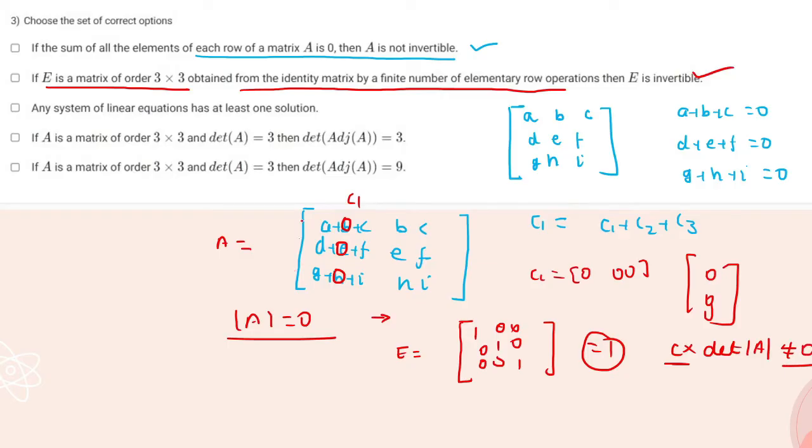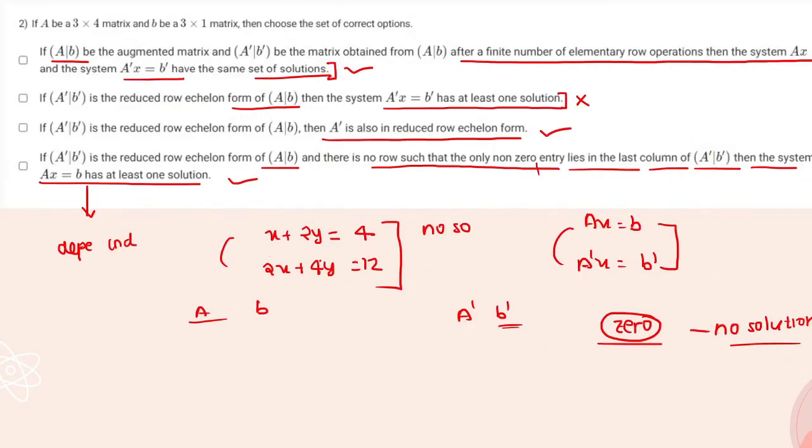The third statement says any system of linear equations has at least one solution. So this is incorrect, because in the earlier question this same statement was given in some other form, in this form. So that's why this is not correct.